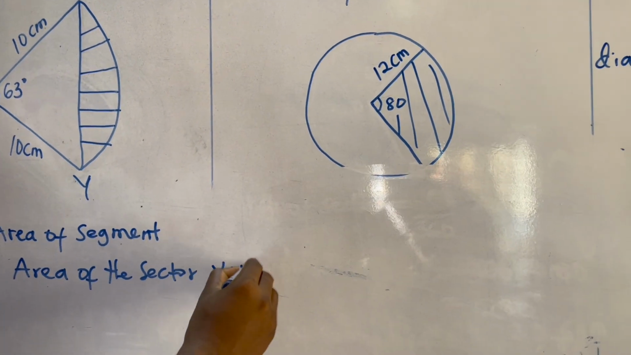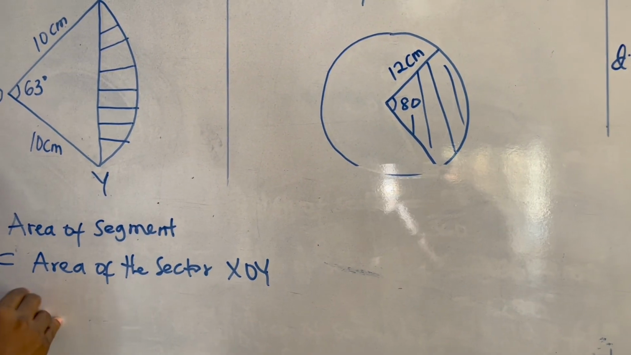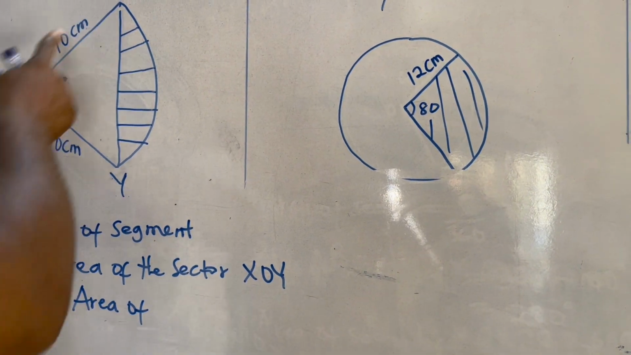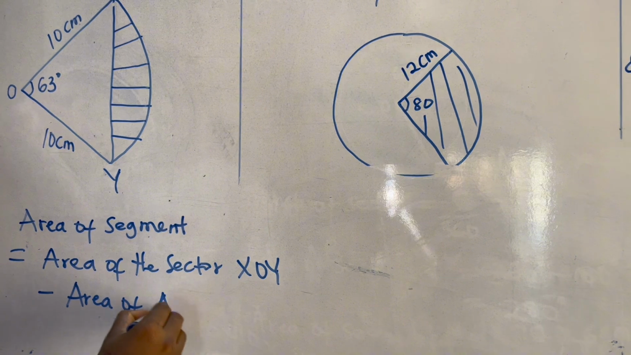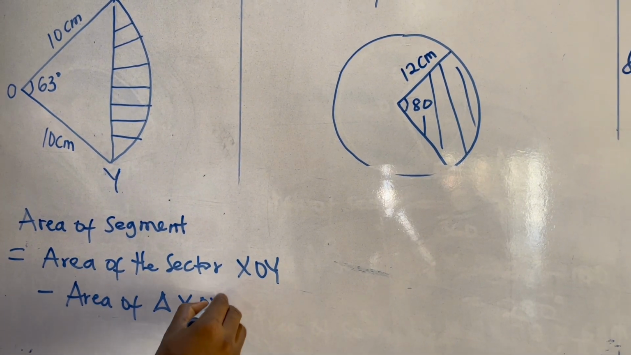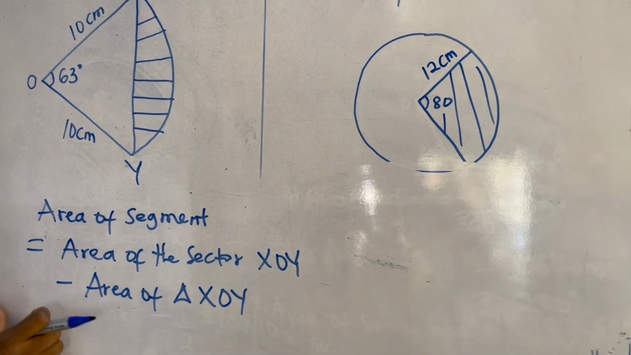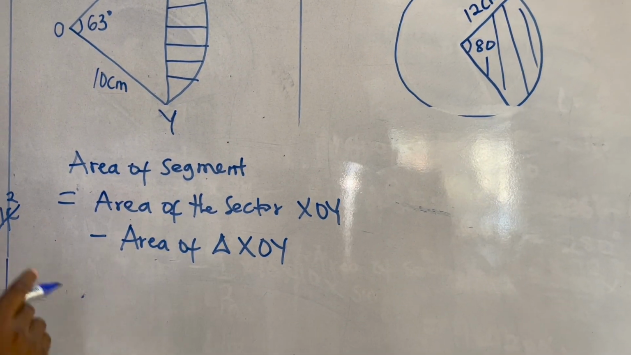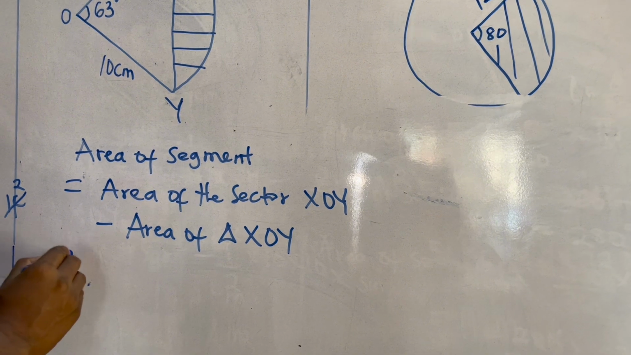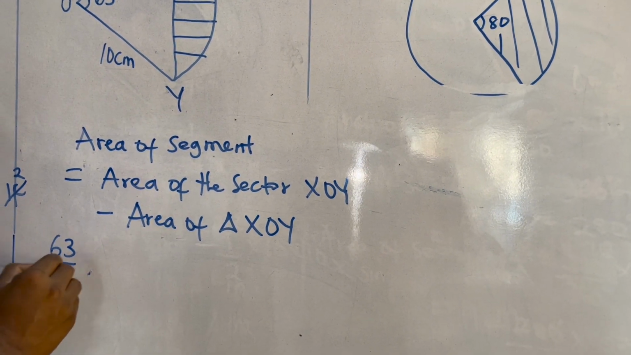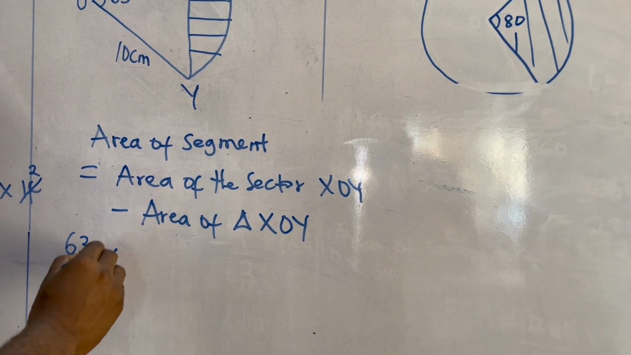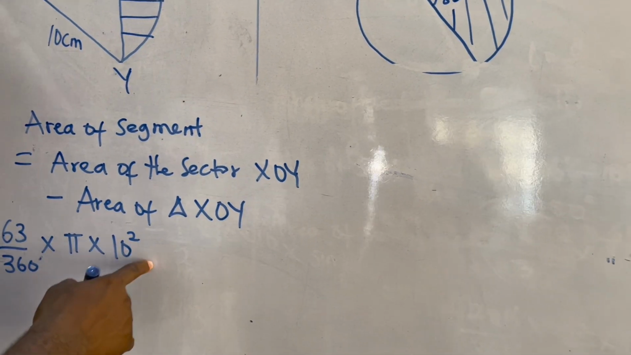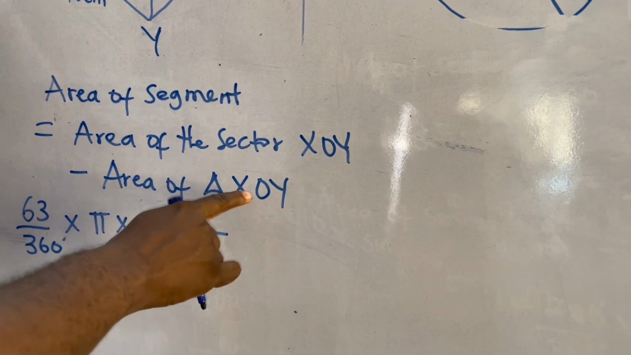So x o y, that's the sector, minus the area of, this is a triangle there, so the triangle is triangle x o y. Now the area of the sector minus the area of the triangle. So now the area of the sector, we have 63, the angle that is being formed, over 360 degrees times pi times 10 raised to the power of 2, the radius raised to the power of 2, minus the area of the triangle.